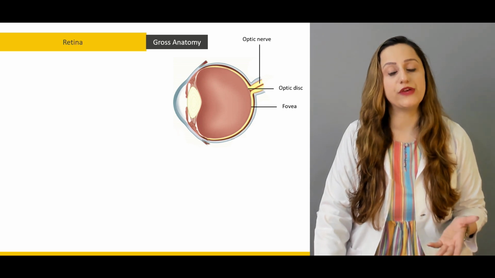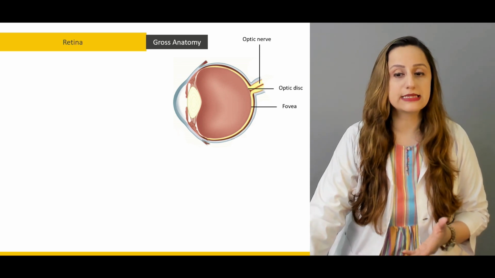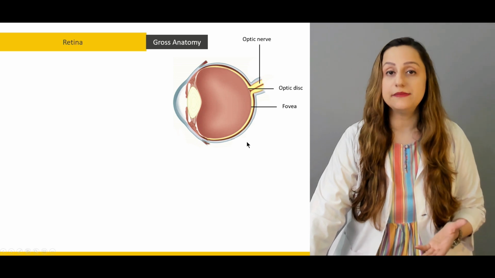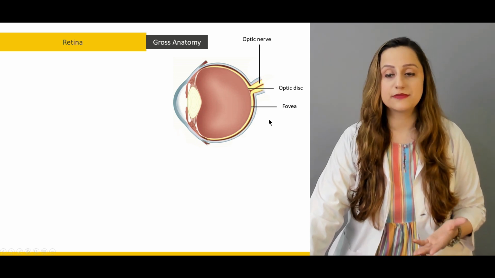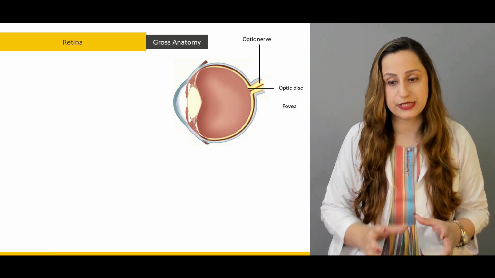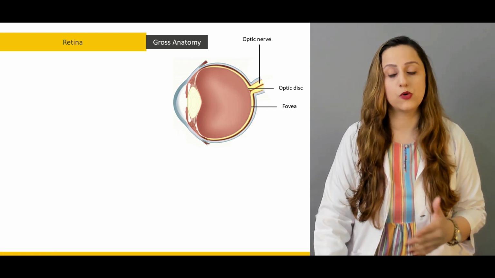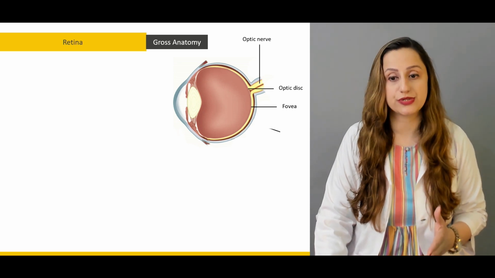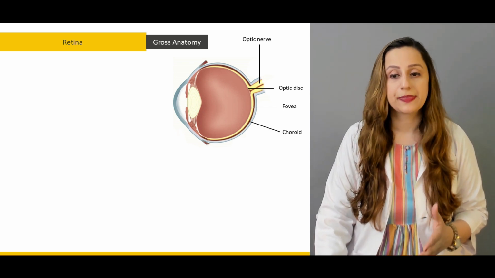Then we have the fovea. The fovea is basically located inside the macula, and it's responsible for the central vision of a person. So again, it's one of the very important structures that one should identify.